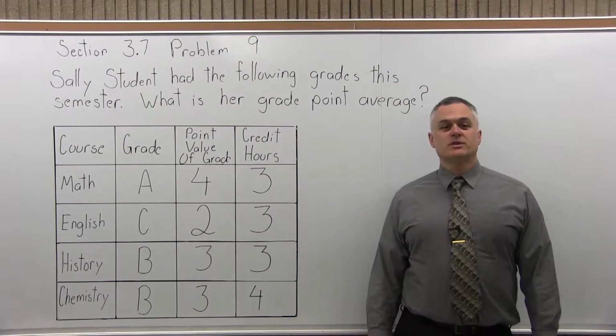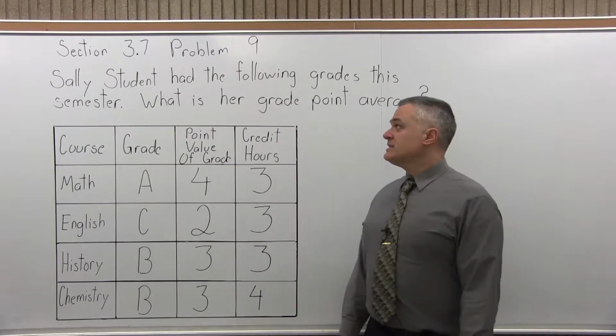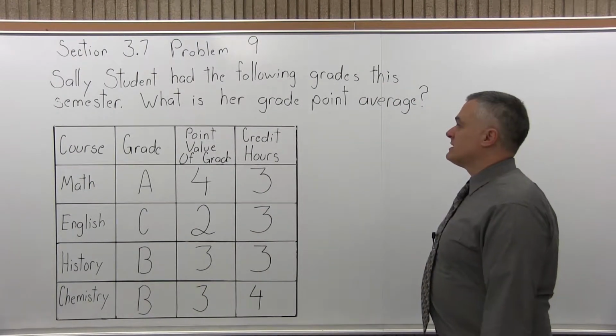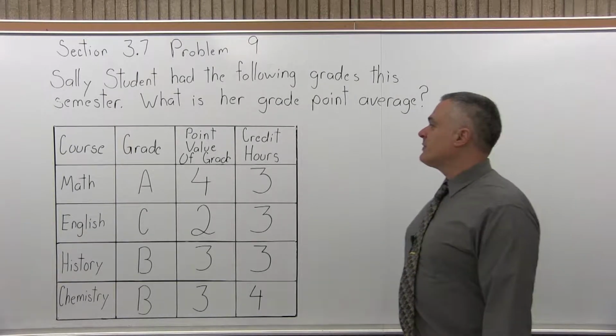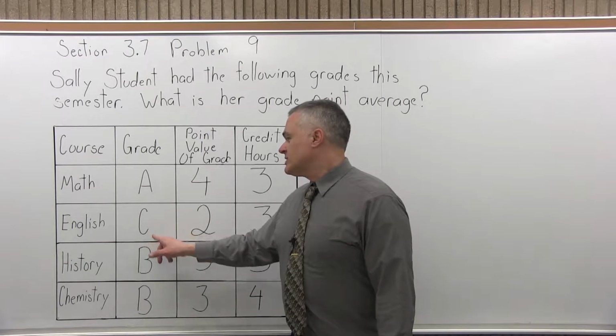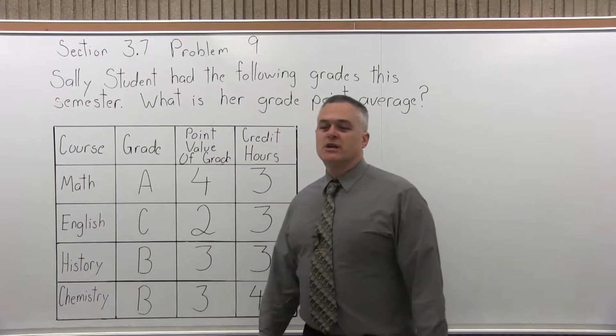This is Section 3.7, Problem 9. It says Sally student had the following grades this semester. What is her grade point average? So in math she got an A, English a C, history B, chemistry another B.